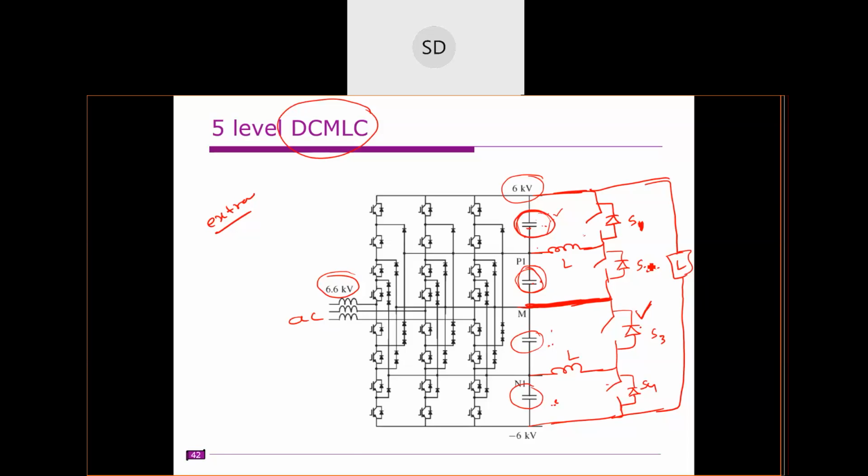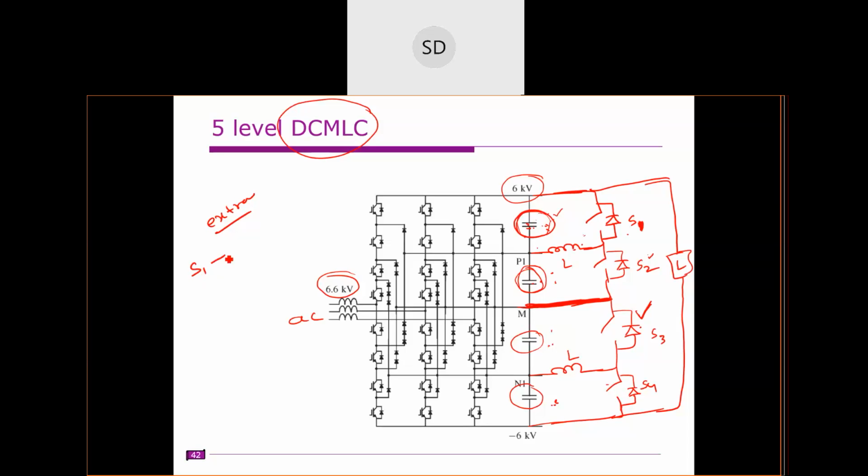Clear? So we have two options. We are calculating the blocking voltage for this S1. Let us assume that the switch S2 is on. The blocking voltage is 2 times the capacitor voltage. Now let us assume that the switch S2 is off. In that case, the blocking voltage is the sum of the inductor voltage plus the capacitor voltage. The inductor voltage may be positive or negative, depending on the current direction. This is clear, right?